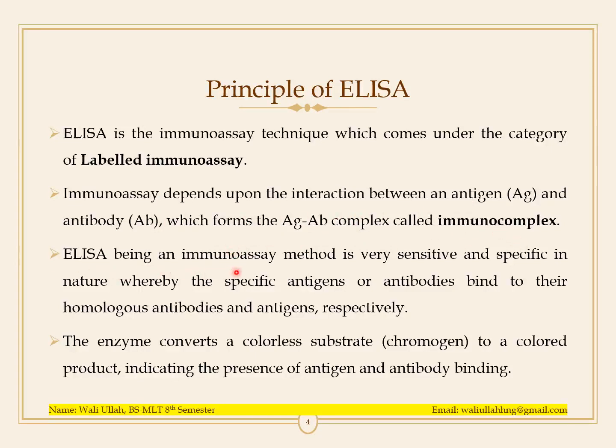ELISA, being an immunoassay method, is very sensitive and specific in nature, whereby the specific antigen or antibodies bind to their homologous antibodies and antigen respectively. The enzyme converts a colorless substrate chromogen to a colored product, indicating the presence of antigen and antibody binding.